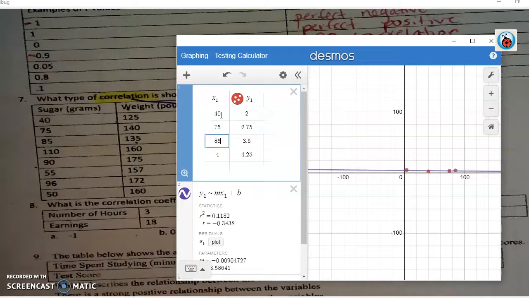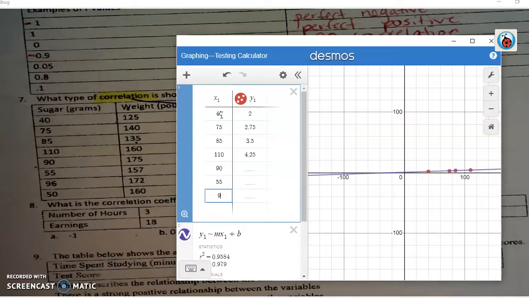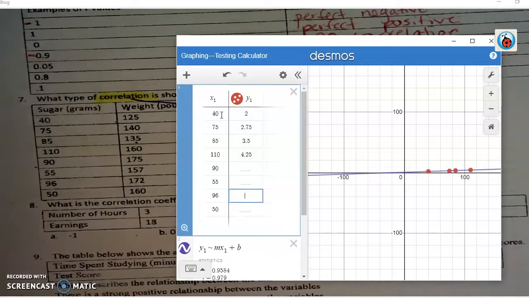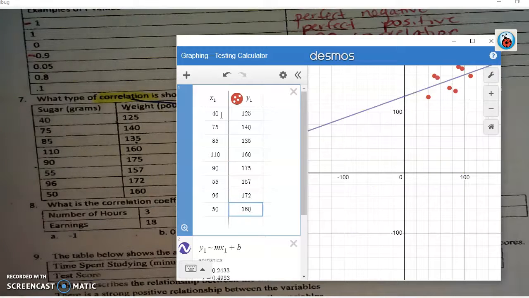$40, $75, $85, $110, $90, $55, $96, $50, $125, $140, $135, $160, $175, $157, $172, and $160.